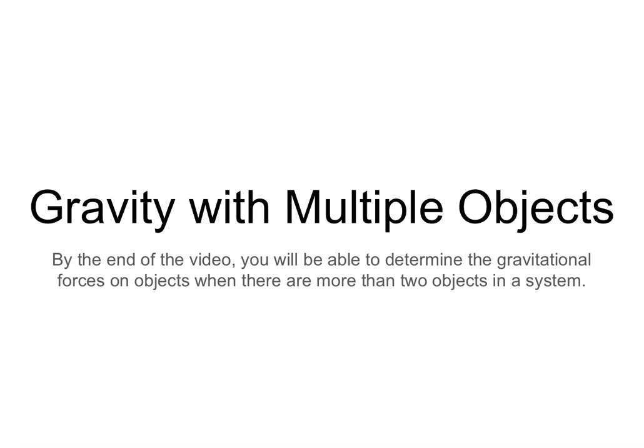In this video, we're going to talk about gravitational fields when there are multiple objects present. By the end of the video, you'll be able to determine the gravitational forces on objects when there are more than two objects in a system. So let's go ahead and get started.